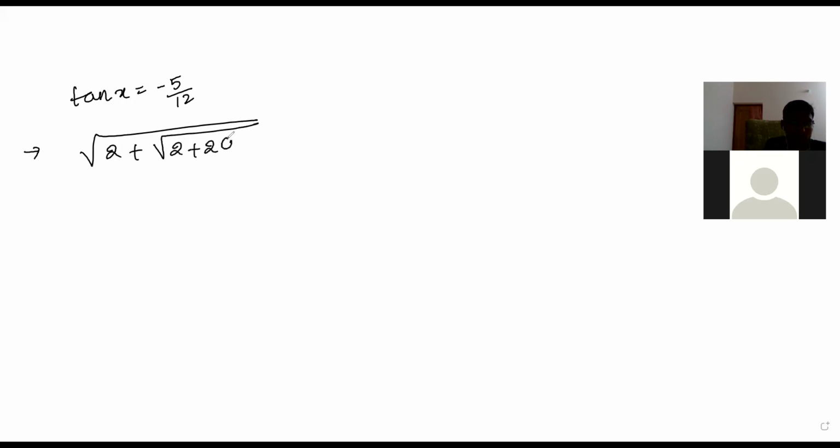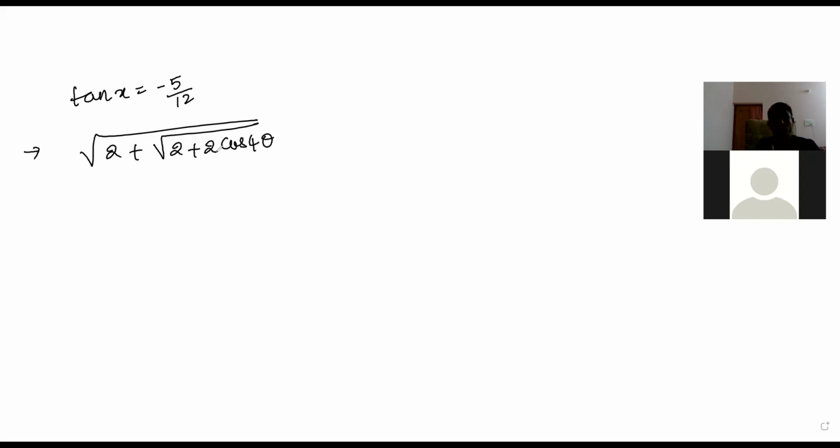So this question is tan x equal to minus 5/12, right? And what we need to simplify. X lies in the... Sir, not that question. The one after that. That one was easy only. Oh, and this is different. Simplify this: under root of 2 plus under root of 2 plus 2 cos 4 theta. This we need to simplify now.